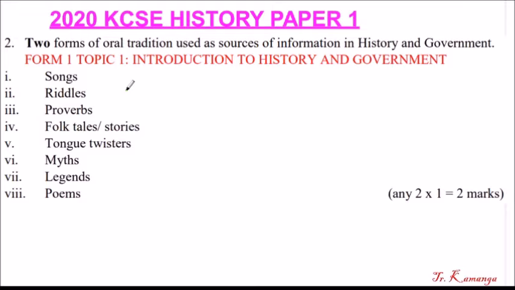So you are given all this so that if you only remember 2 out of the 8, you still be able to get the full mark, that is 2 marks for this question.